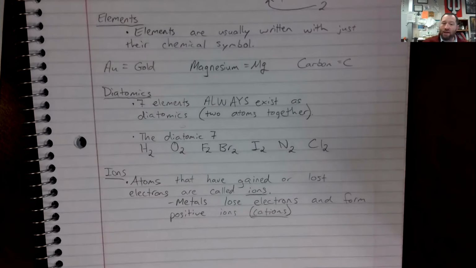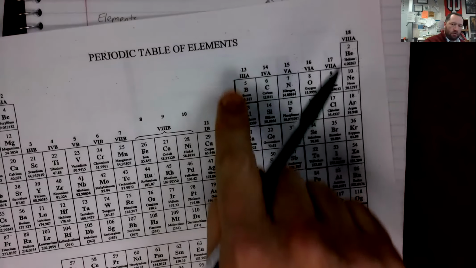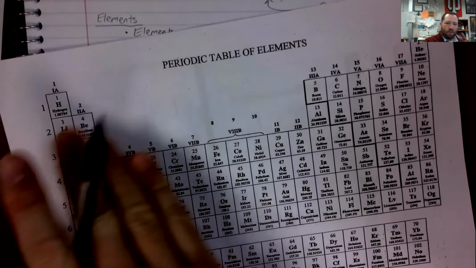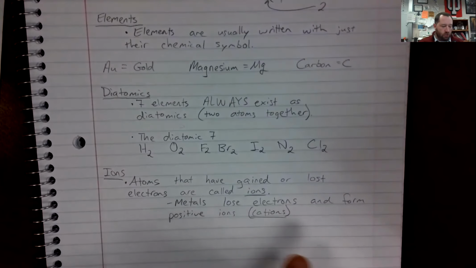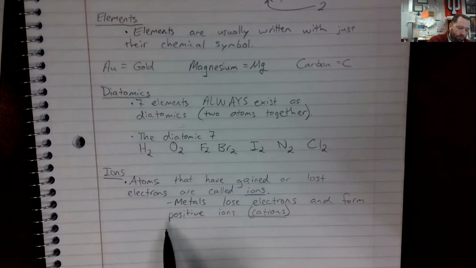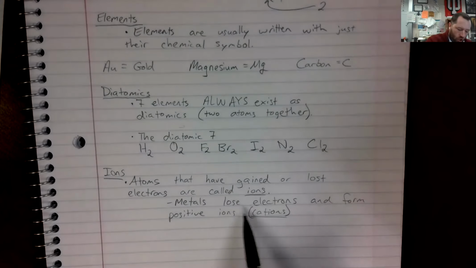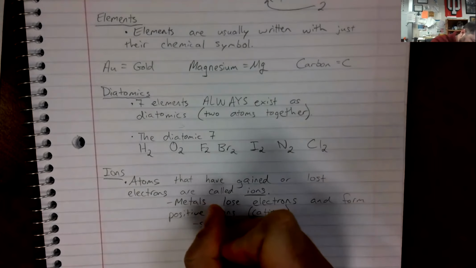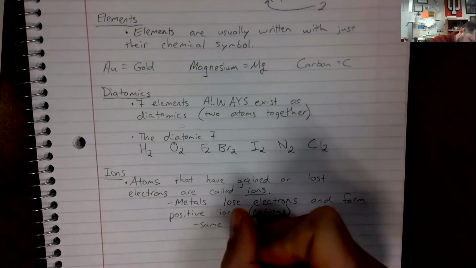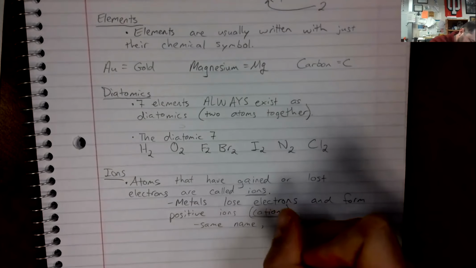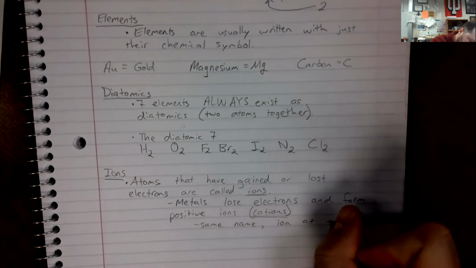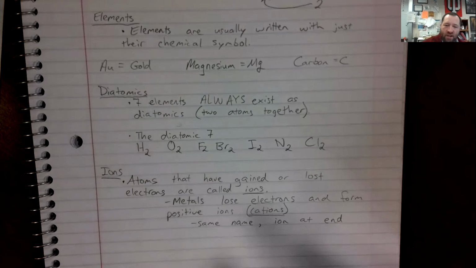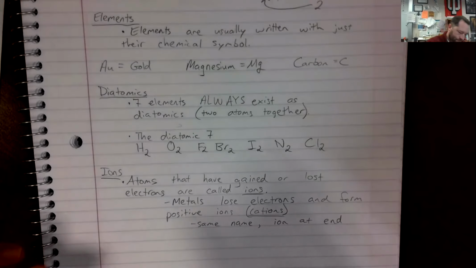Metals. On the left side of the periodic table, here's our stair-step line. On the left side of that, metals tend to lose electrons and form positively charged ions, which we call cations. When we name them, we keep the same name as the element. We just add the word ion at the end.